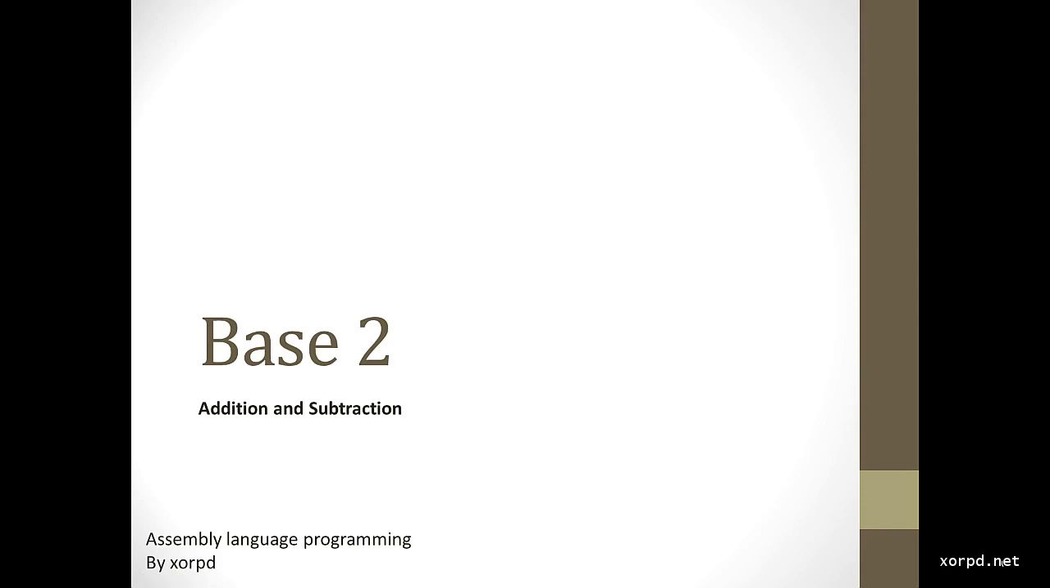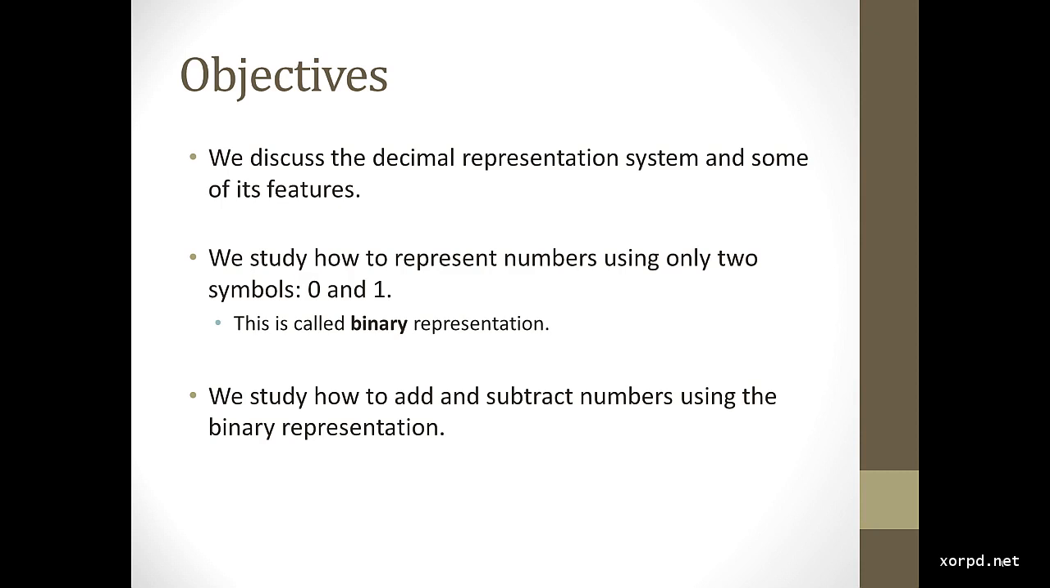This lesson's topic is Addition and Subtraction in Base 2. Objectives of this lesson. We discuss the decimal representation system and some of its features. Next, we study how to represent numbers using only two symbols, 0 and 1. This is called the binary representation. Finally, we study how to add and subtract numbers using the binary representation.